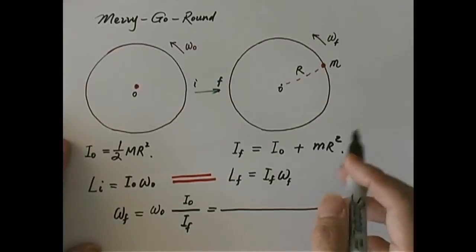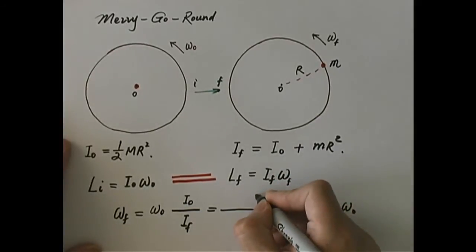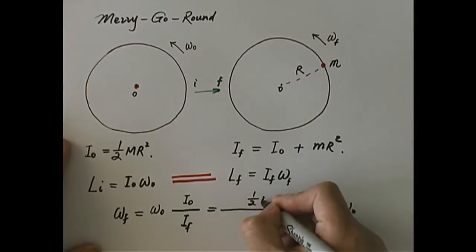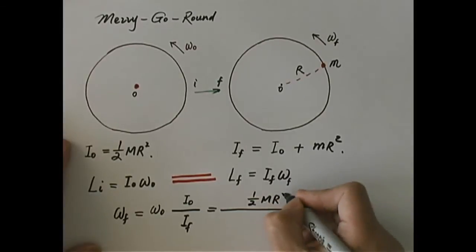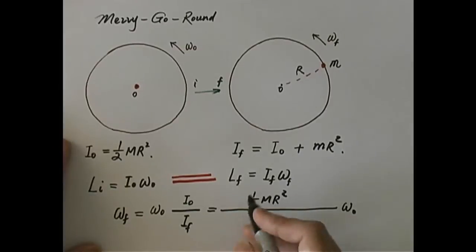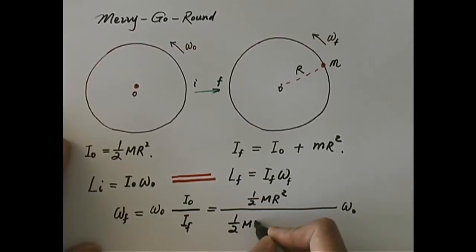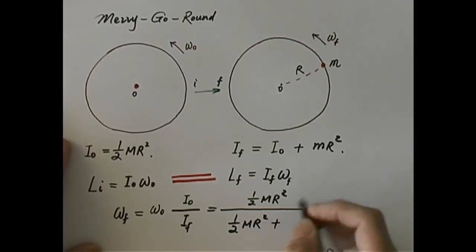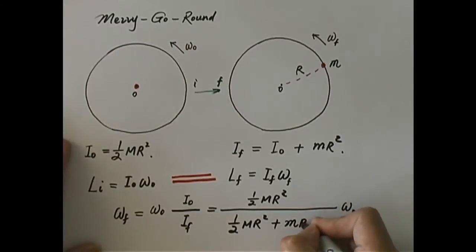And this is I naught, that's 1/2 mr squared. Okay, you divide this by I final, which is 1/2 mr squared, plus the mass of the child, small m, times r squared. That's the final answer. Now, of course, you can simplify this a little if you want to.